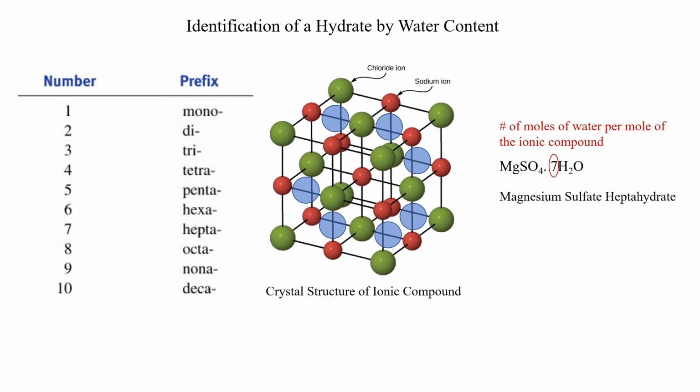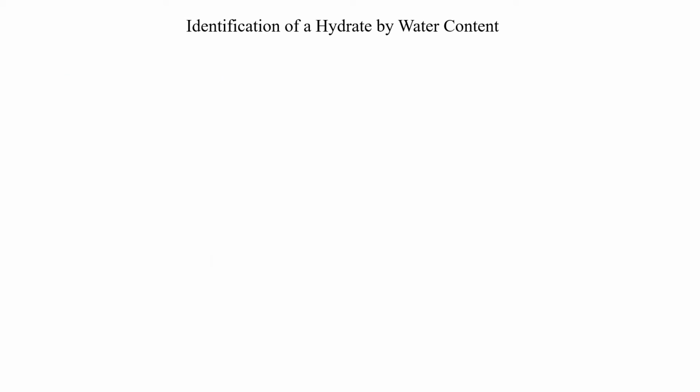We can see here this one unit cell has 1, 2, 3, 4, 5, 6, 7 water molecules, and that is why we write it as 7H2O. Now, this is what a hydrate is.